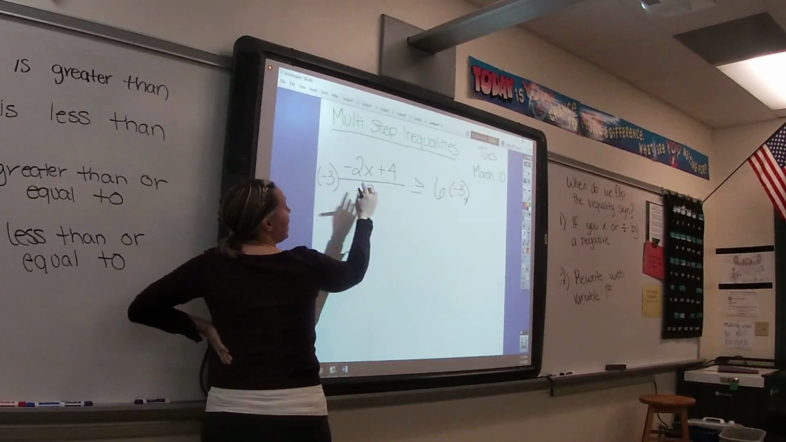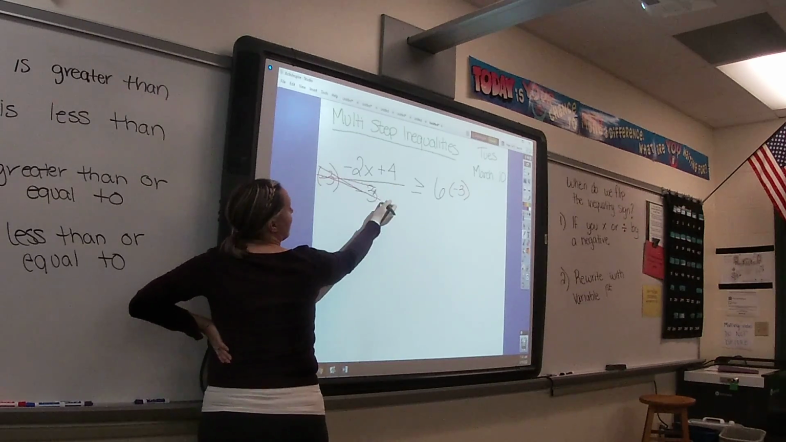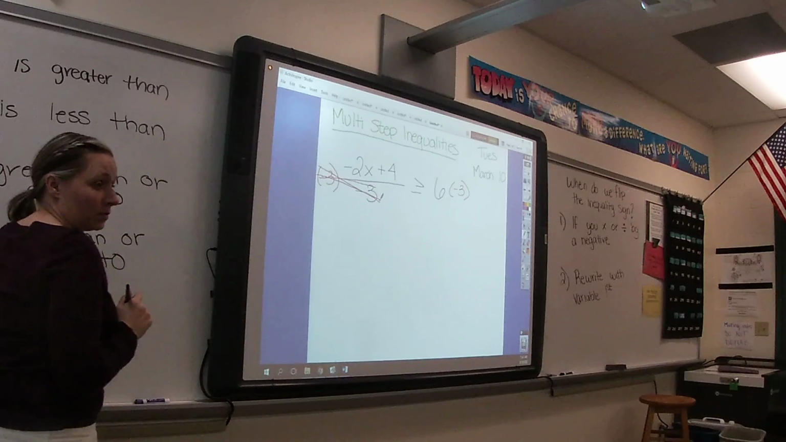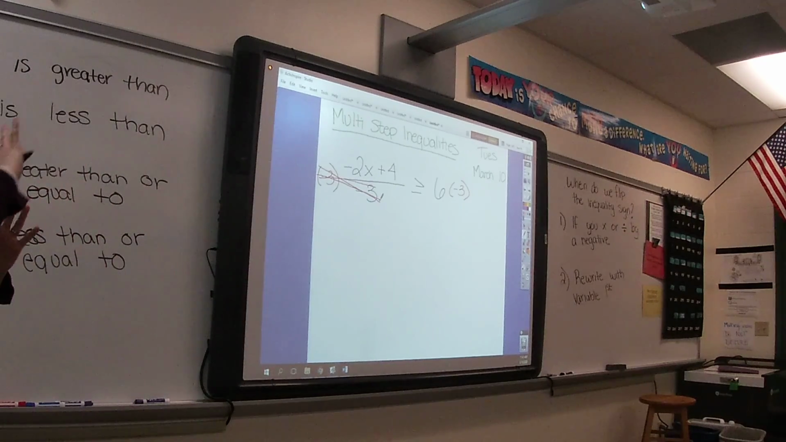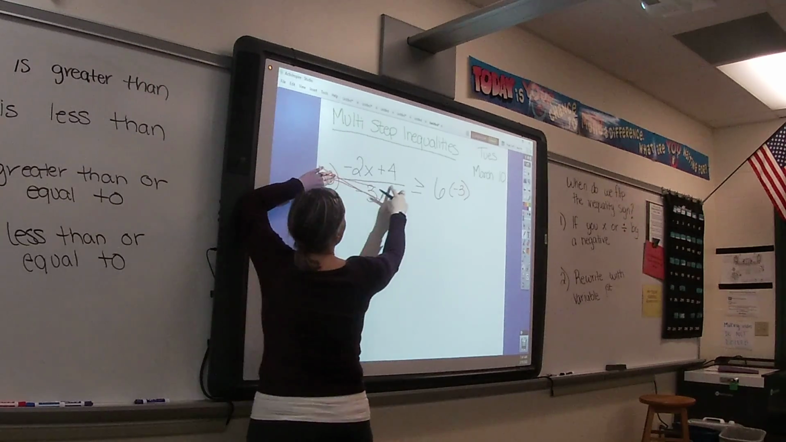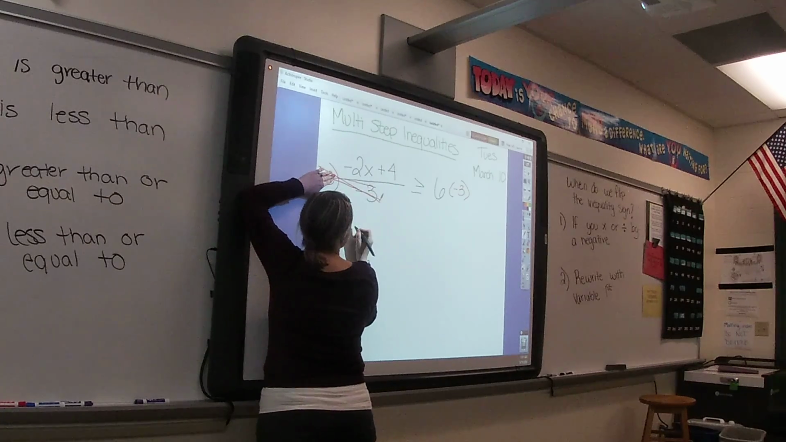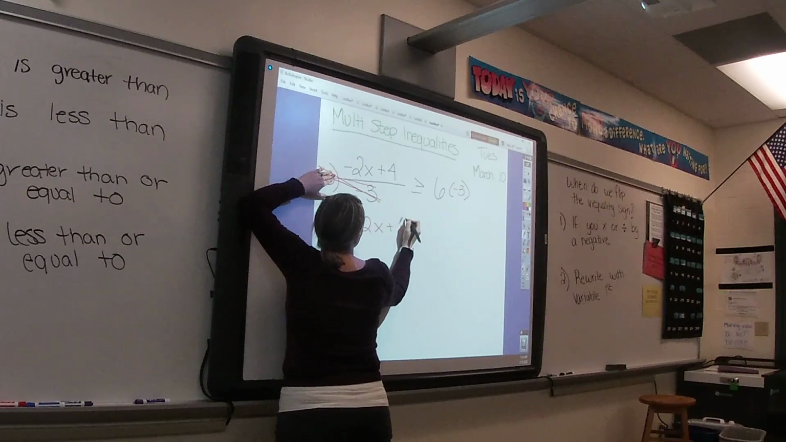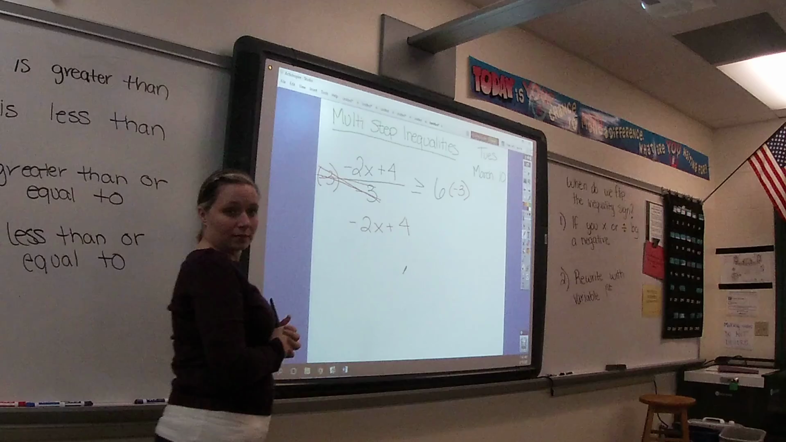When we undo this operation, right, these just cancel each other out. It doesn't have anything to do with the top. It doesn't change anything in the top. We are just left with this negative 2x plus 4.